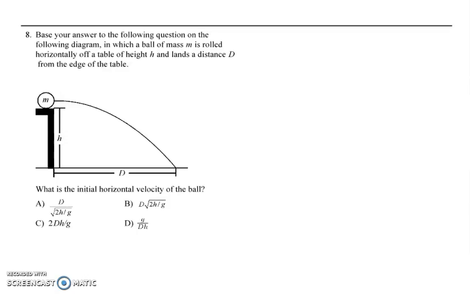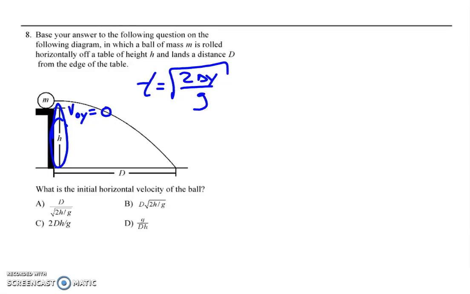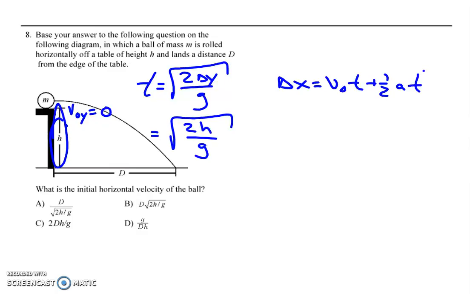All right, so based on your answers following, in which the ball of mass m is rolled horizontally off a table of height h and lands a distance d from the edge of the table. What is the initial horizontal velocity? Well, first things first is we need to use the vertical information, which is right here, and a v naught in the vertical to be 0 to find the time. Our fall time is the square root of 2 delta y over g. Okay, so if we substitute this in, we have 2 times h over g. And then use that in the horizontal distance. And once again, the acceleration in the horizontal is 0.